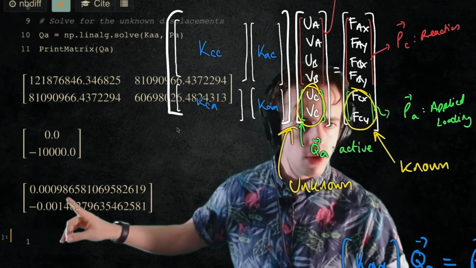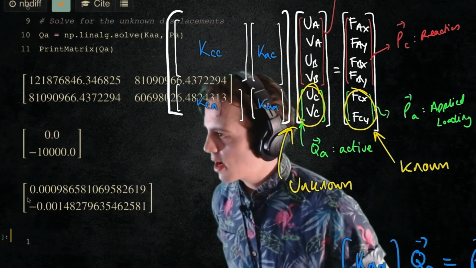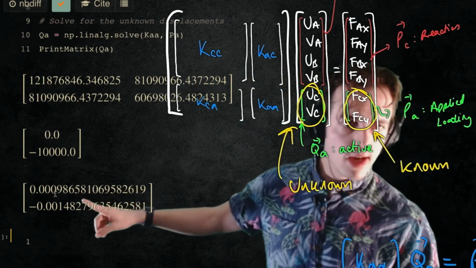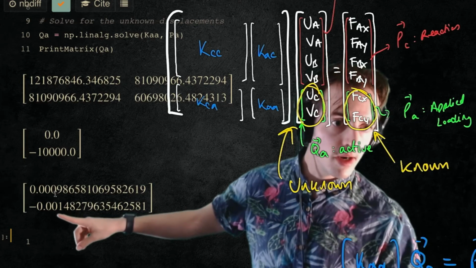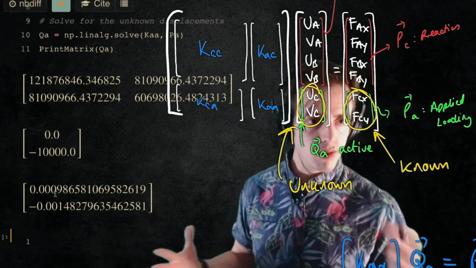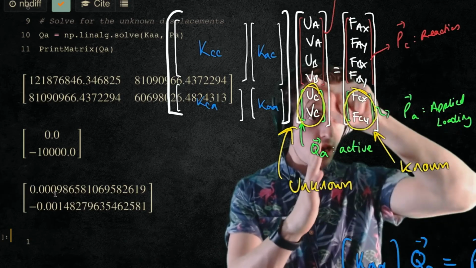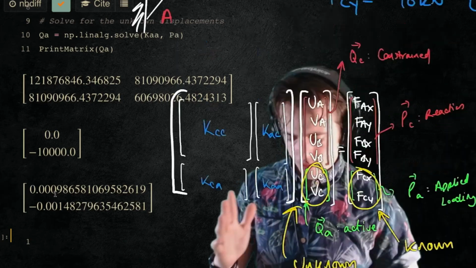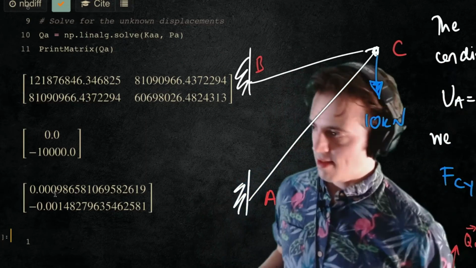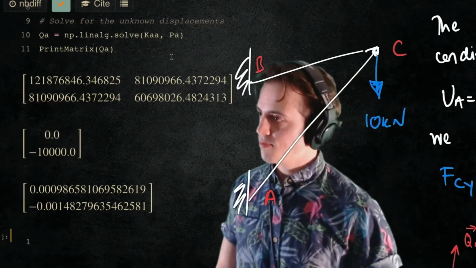Now this says that node C moves by just shy of 1 millimeter to the right, and it moves by about 1.5 millimeters down. And that makes sense for this problem. Remember, we've got just 2 elements going up that way, and now we're pulling on them. It says that C moves to the right and it moves down, and that makes sense. And again, I know these numbers are correct.